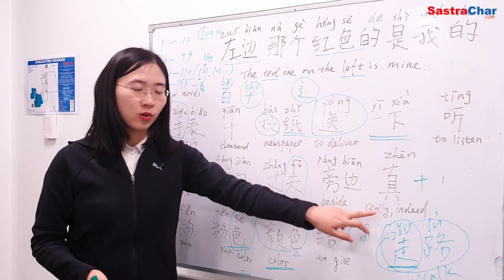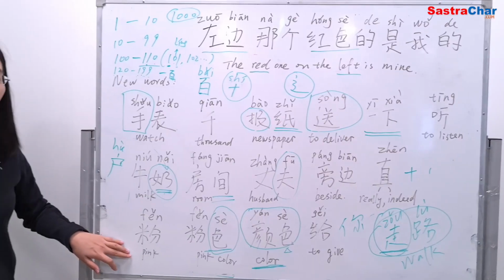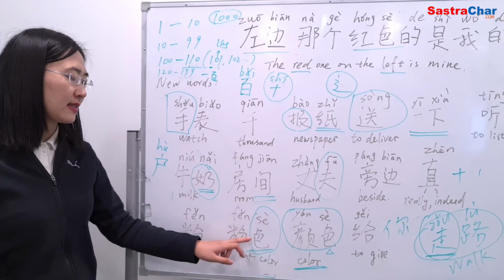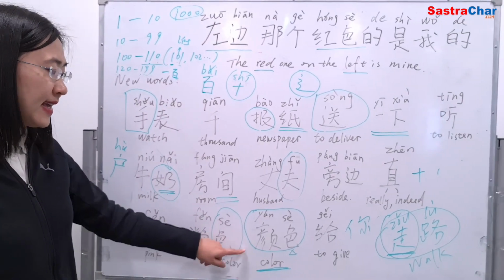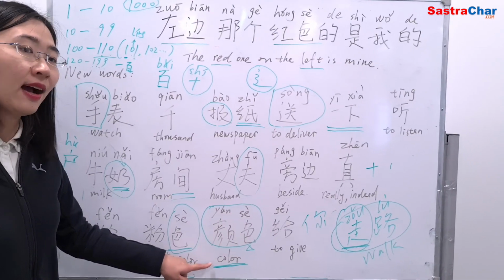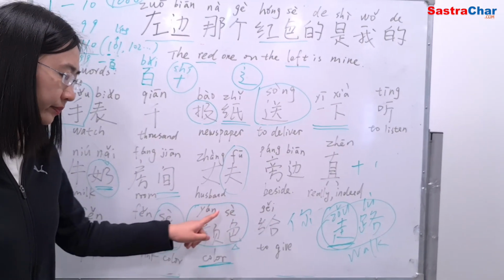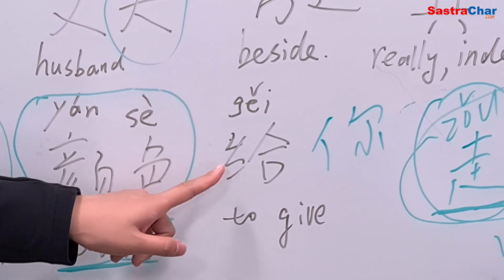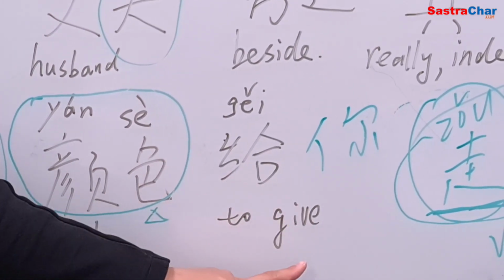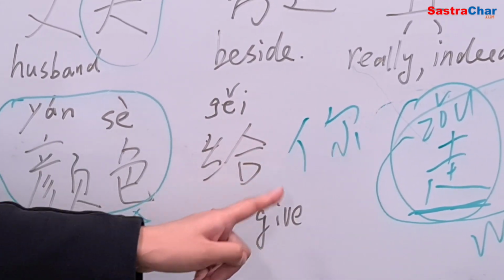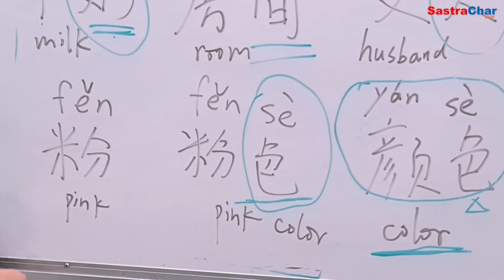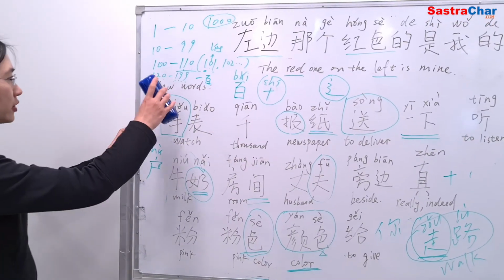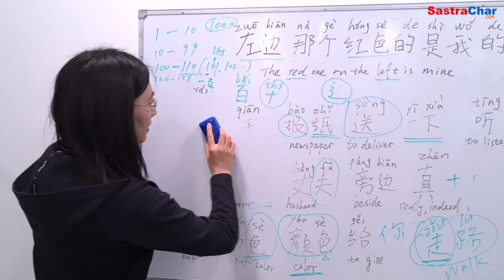真, really or indeed. 粉, pink. 粉色, pink color. 颜色, color. Okay, and 色 carries the most meaning of color. 给, to give. 给你, to give you. Okay, so that's about the new words. Now let's move on to the grammar.